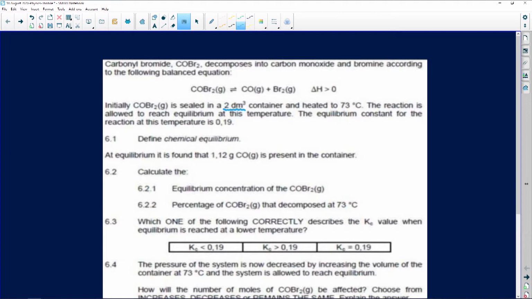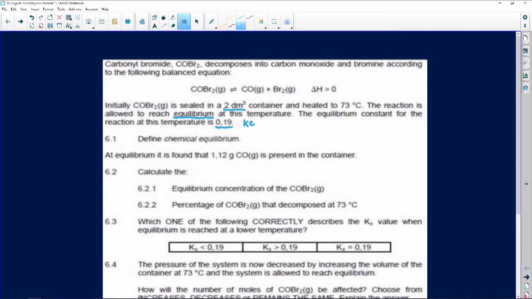They could have also used Kelvin. The reaction is allowed to reach equilibrium. Now, when we reach equilibrium, we know that it has to do with the forward and the reverse reaction, as well as the consumption of the reactants and the forming of the products. And this happens at this temperature. The equilibrium constant for the reaction at this temperature is 0.19. Now, remember, when they say equilibrium constant, that means they've given us our Kc.